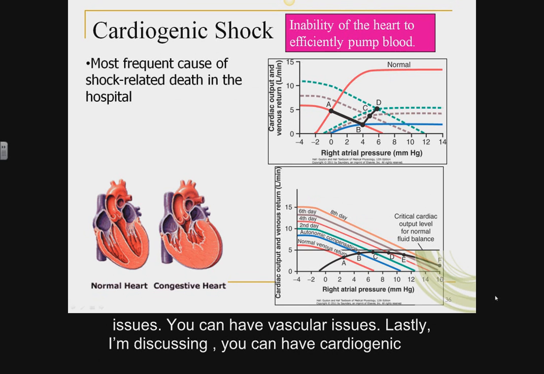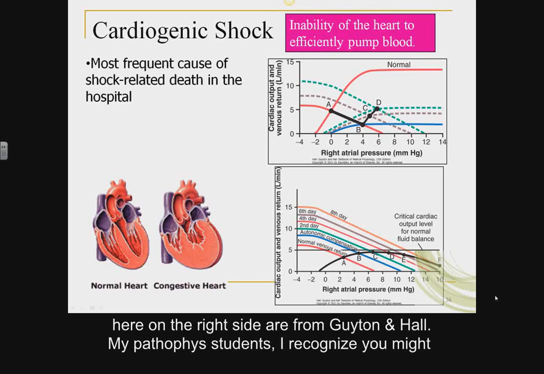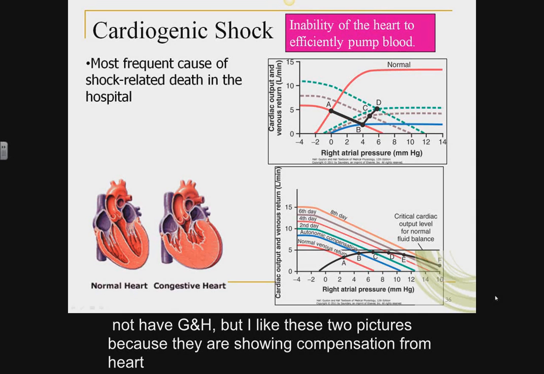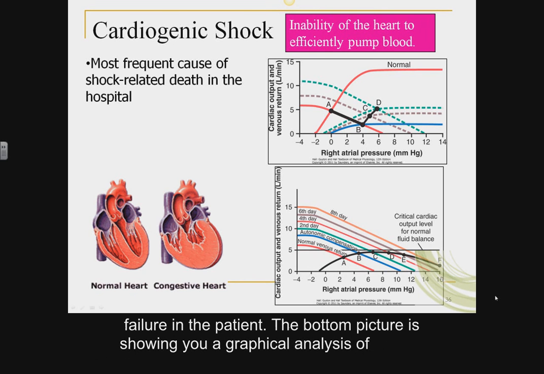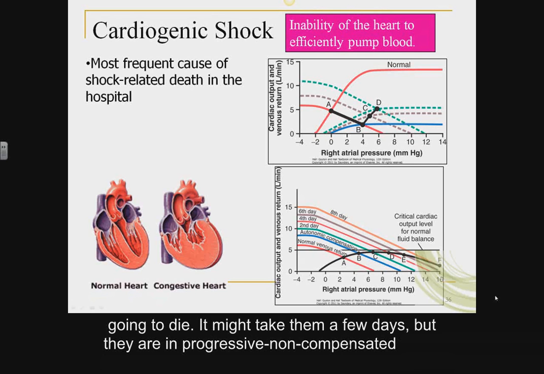These two pictures, these graphs shown here on the right side, are from Guyton and Hall. My pathophys students, I recognize you might not have Guyton and Hall, but I like these two pictures because they are showing compensation from a patient with heart failure. The bottom picture is showing you a graphical analysis of decompensated cardiac failure. In other words, the compensation is inadequate and the person is going to die. It might take them a few days, but they are in progressive, non-compensated shock. Okay, so let's pick apart the top picture.